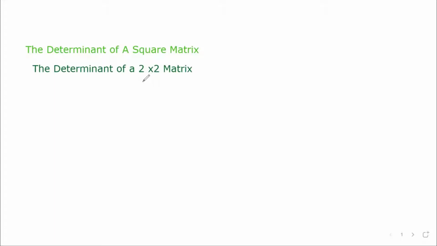Okay, next section for matrices. This one we're gonna learn about determinants of a square matrix. Okay, determinants for a 2 by 2 matrix. Everyone learned already from last year, right? When you were in grade 10.